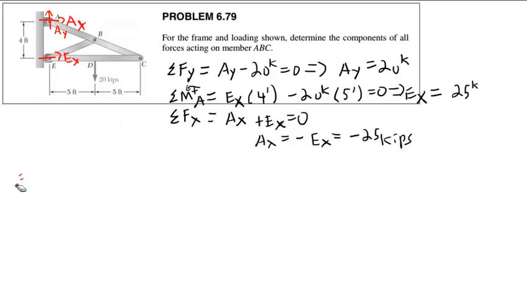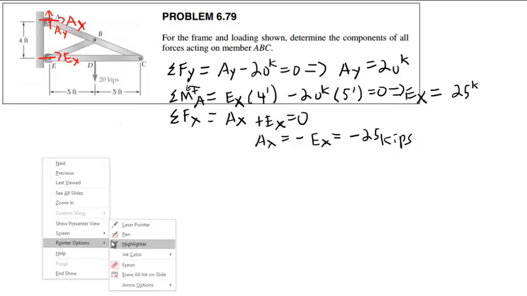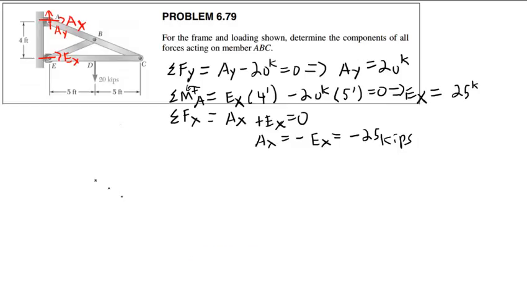I need to consider member ABC. Member ABC is actually very clear now. It may not seem that way, but it is. Sometimes you do have to play with these a bit until you kind of get it. A, B, C.